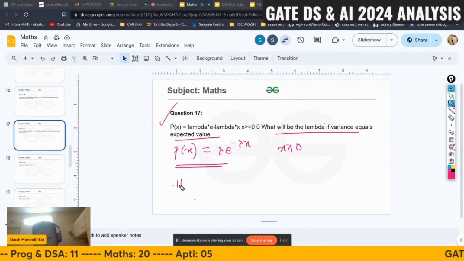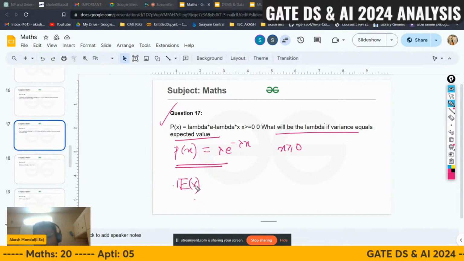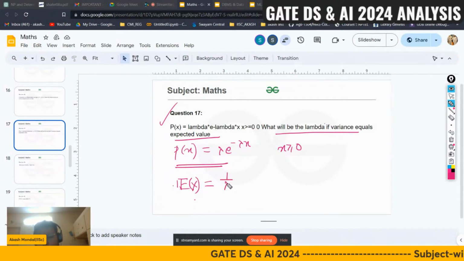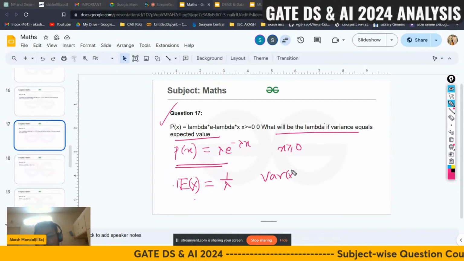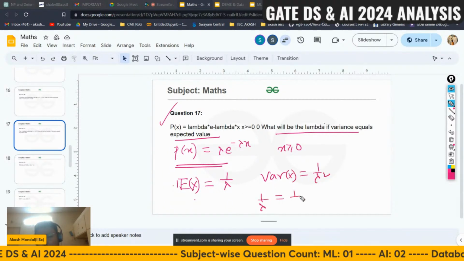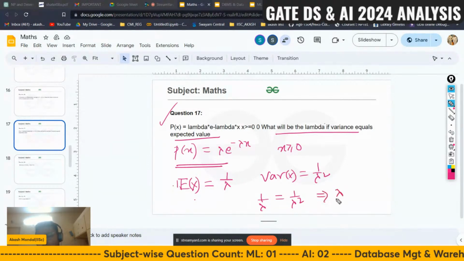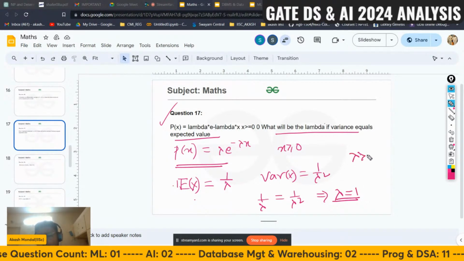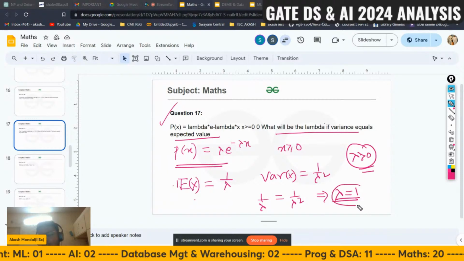The expected value for an exponential random variable is 1 upon lambda, and variance is 1 upon lambda square. They both are equal. So 1 by lambda equals 1 upon lambda square. If we solve, we will get lambda equals 1. Of course, lambda is always greater than 0. So lambda equals 1 is the solution.